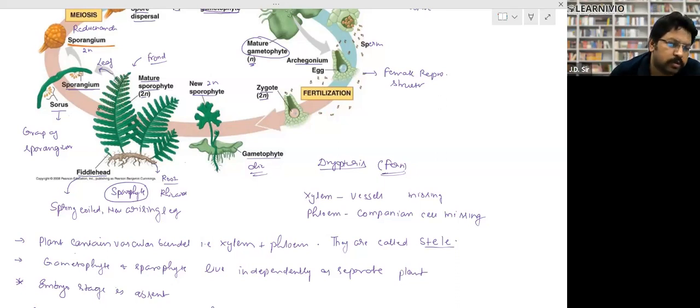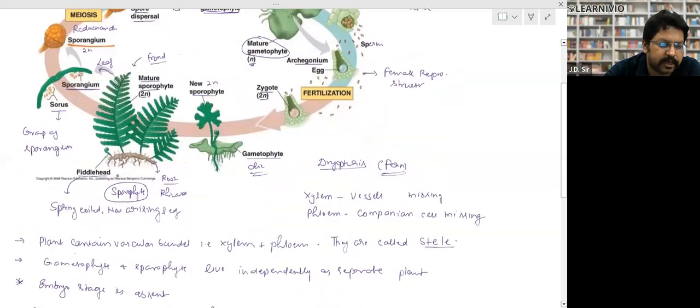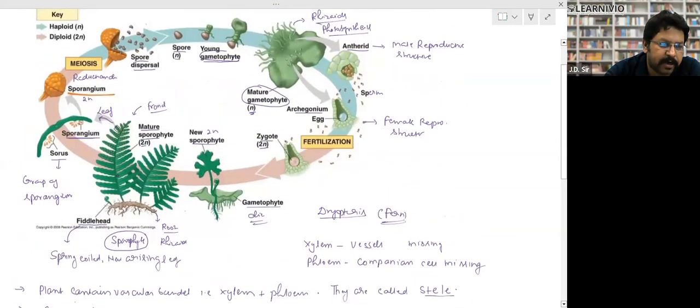Right. So this is the individual. This individual is called sporangium, and the group of sporangia is called sorus, and the group of sorus which is found on the leaf is called sporophyll leaves. Right. So this is the main plant. This main plant is the sporophyte basically. It bears the spore, sporangium.